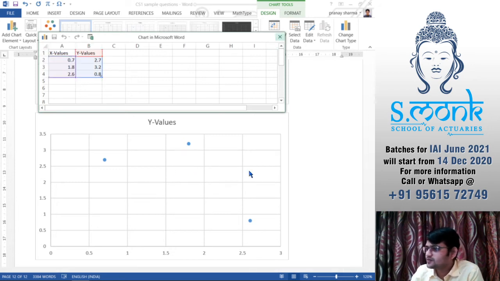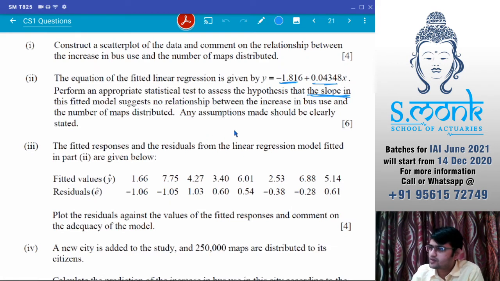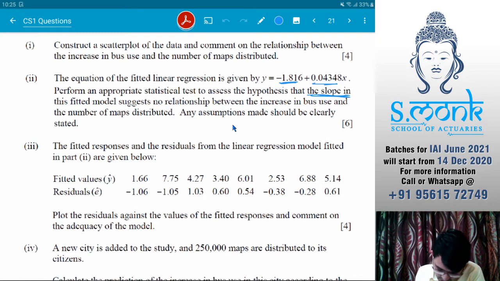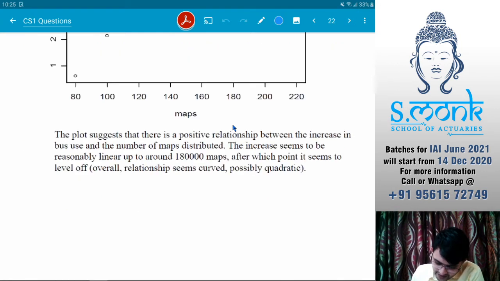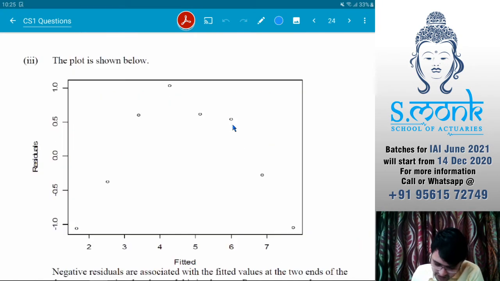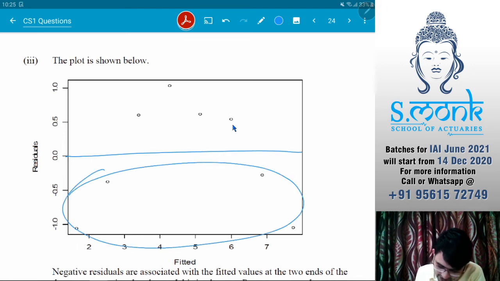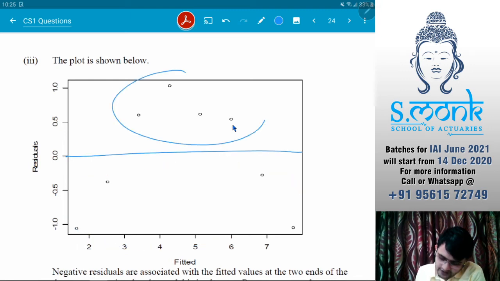So I'll just skip it right now. Okay, and we'll see how they are asking us to plot the residuals against the value of the fitted response and comment on the adequacy. So residuals will be our y-axis and fitted will be our x-axis. So this is how you will see the chart to be. This is our 0 point. So the values that are lower are negative, values that are higher are positive.